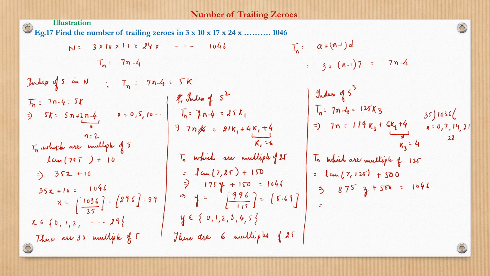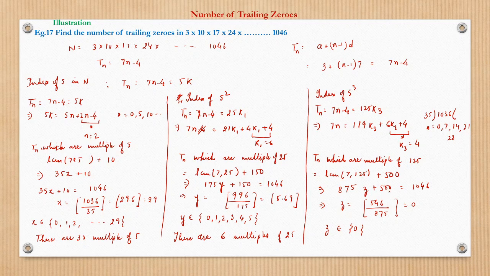So here it will be nothing but, see, z we can find as 1046 minus 500, which is 546 upon 875. So this is giving 0. Z equal to 0 is the only solution, right? So Z can take only 0. So if Z is equal to 0, then it becomes 500.